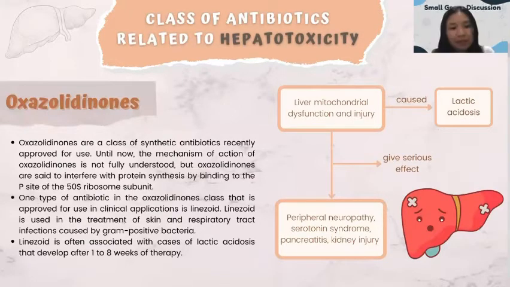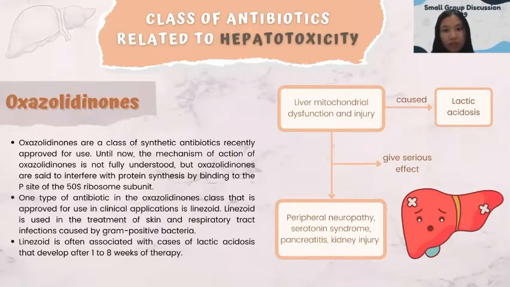Hello, my name is Made Kirana Chandra Hariputri with my student ID number 200251168, and I'm going to continue the presentation about oxazolidinones. Oxazolidinones are a class of synthetic antibiotics recently approved for use. Until now, the mechanism of action is not fully understood, but oxazolidinones are said to interfere with protein synthesis by binding to the P site of the 50S ribosomal subunit. One antibiotic in the oxazolidinone class approved for clinical use is linezolid.